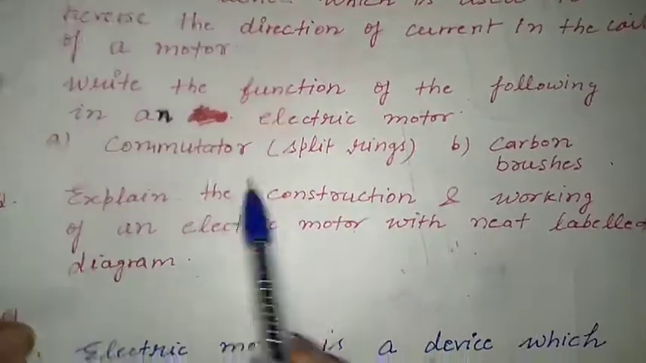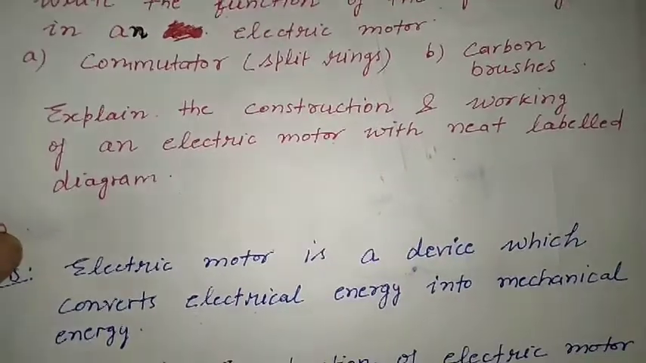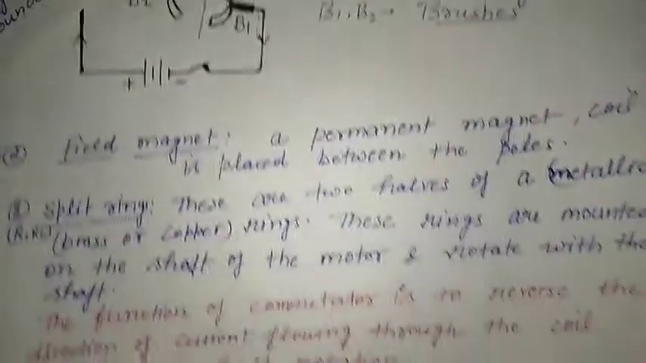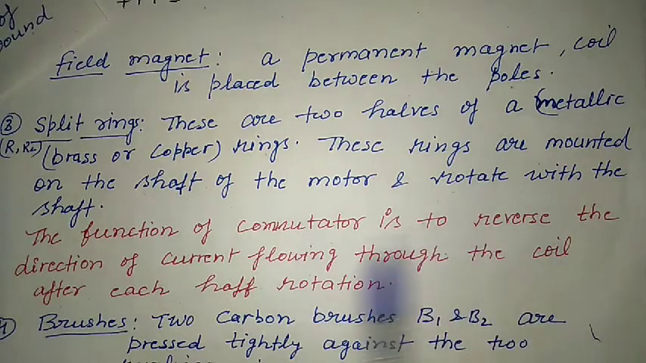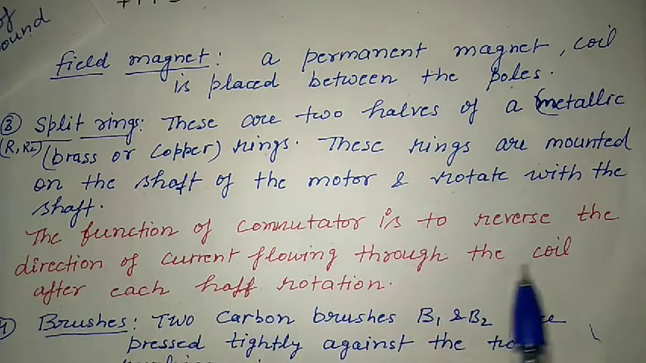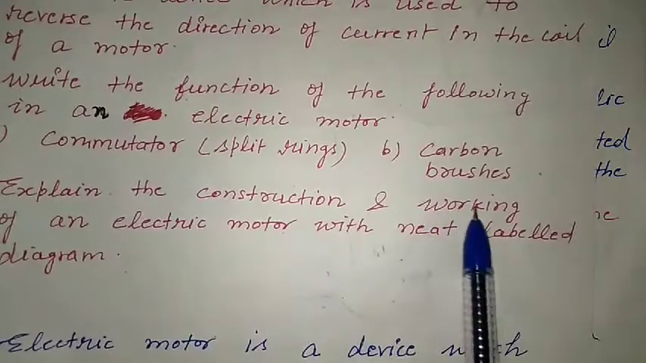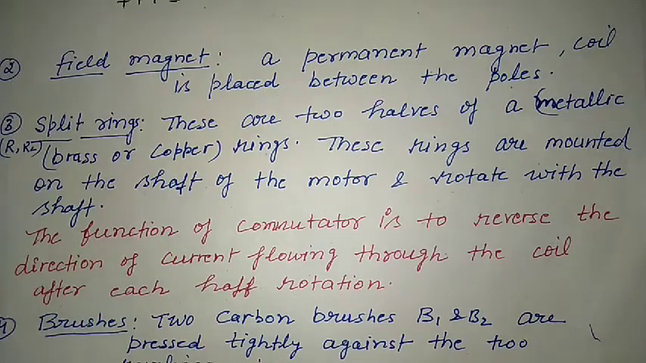This is a function of the split rings. What is the function of the split rings? They reverse the direction of current flowing through the coil after each half rotation. The function of the commutator is to reverse the direction of current flowing through the coil after each half rotation. And what is the function of carbon brushes?